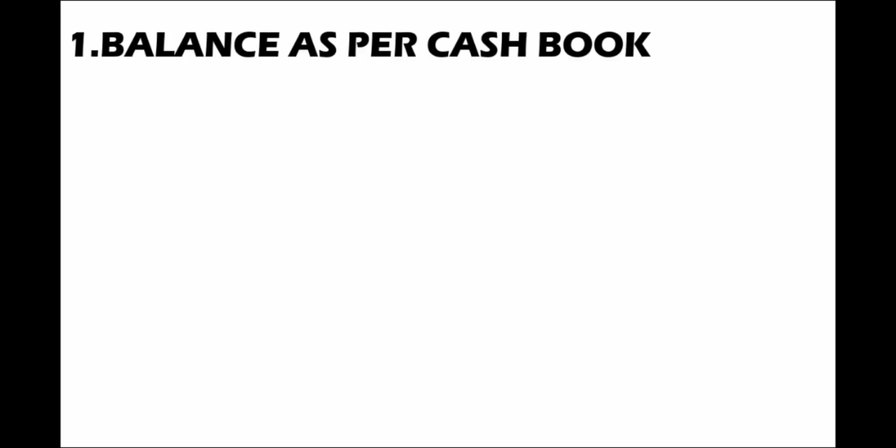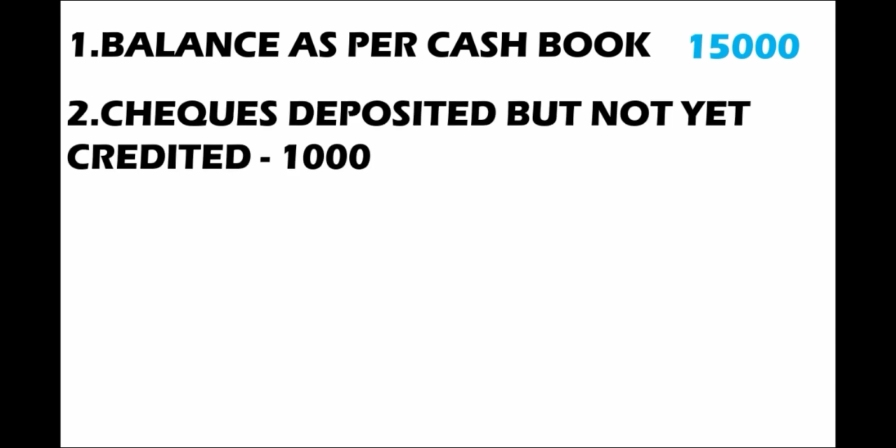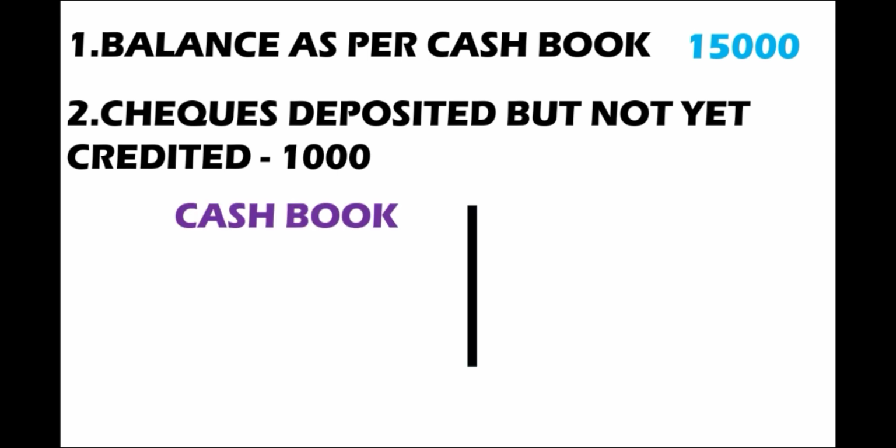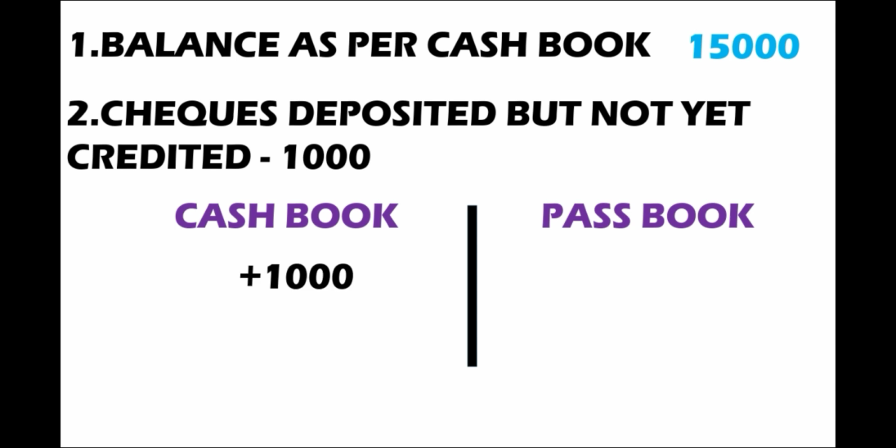I'm going to start with the balance as per cash book. So throughout the sum, I have to make changes only in the cash book. First, balance as per cash book 15,000. Second, checks deposited but not yet credited, 1,000. That means in our cash book we have entered plus 1,000 because it is deposited. So we are going to make changes only in the cash book. That is the first condition. And the second condition is, both should be equal.